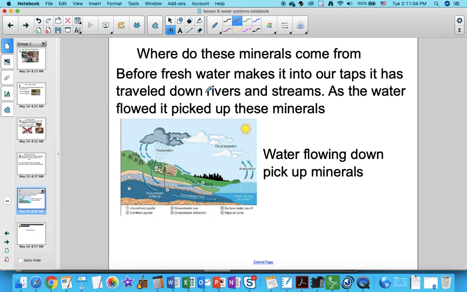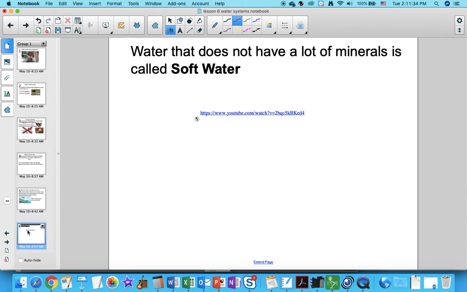Where do these minerals come from? Well, before freshwater makes it to our taps, it's traveled down rivers and streams. And as water flows, it picks up minerals. This is the same reason why the ocean is so salty, right? As rivers flow into the ocean, those minerals get deposited into the ocean. Well, as water is brought into our taps through our pipes, it's picking up some minerals and bringing those minerals through our pipes. And so that creates hard water.